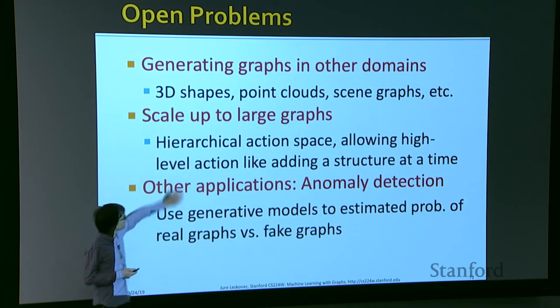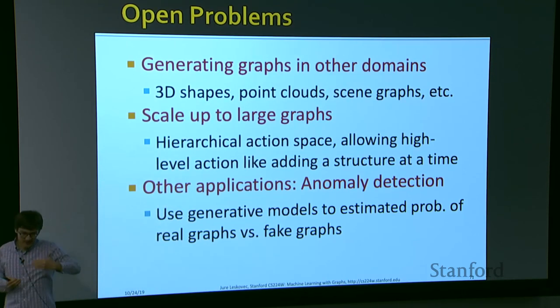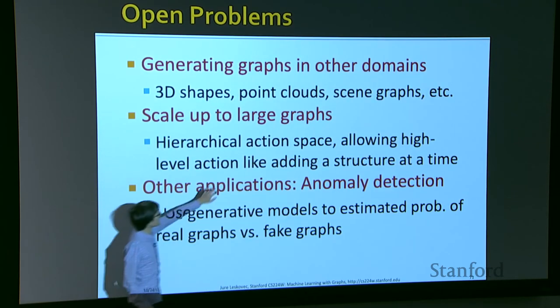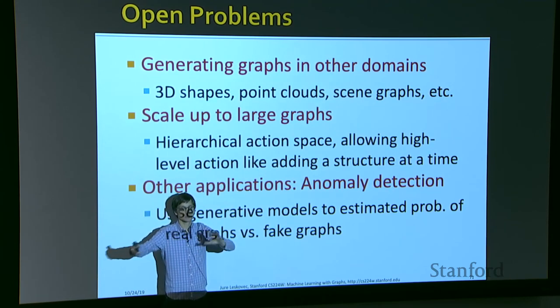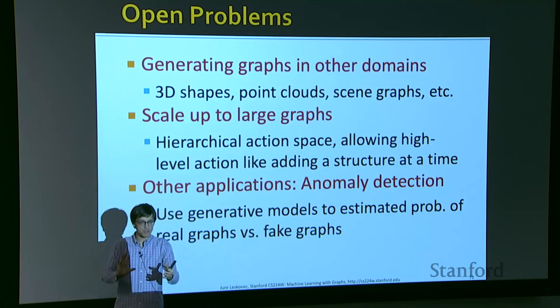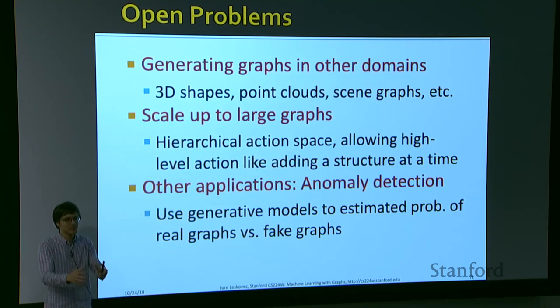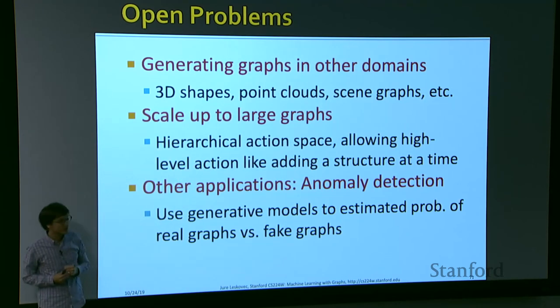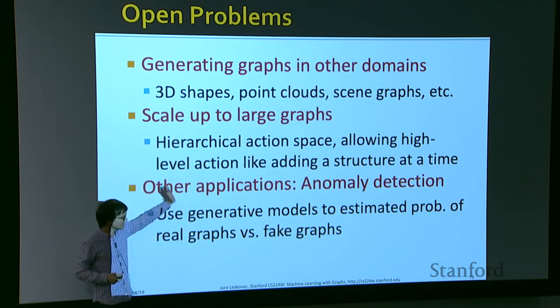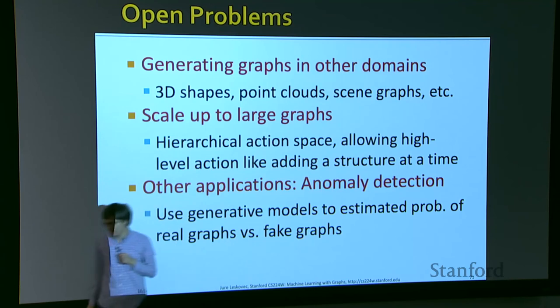An interesting idea would be, do you need to generate this really as a sequence of nodes and edges? Could you do some kind of hierarchical generation? Could you generate entire subgraphs, like little building blocks? In chemistry, you have these building blocks like benzene rings, and you just say, drop the benzene ring. As I said, adding higher level structures. And then there are a lot of interesting applications to anomaly detection and everything I've said up there.